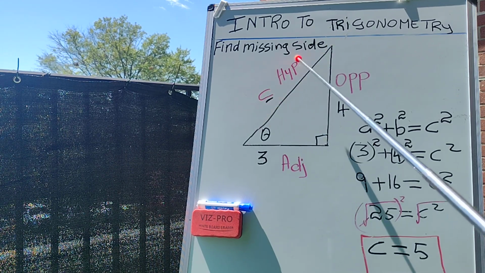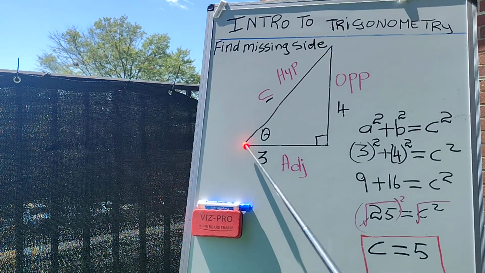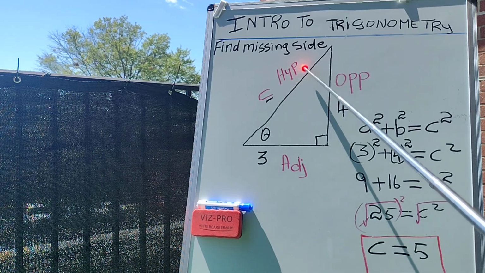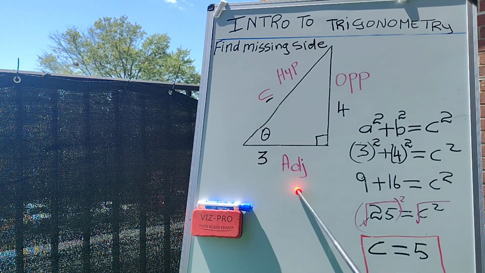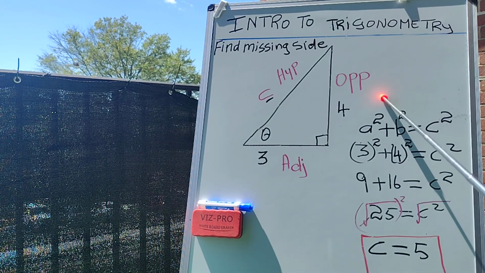Okay. Now notice, let me mention one thing. This long side of the triangle is called the hypotenuse. Hypotenuse side. This is the adjacent side. This is the opposite side. Okay.